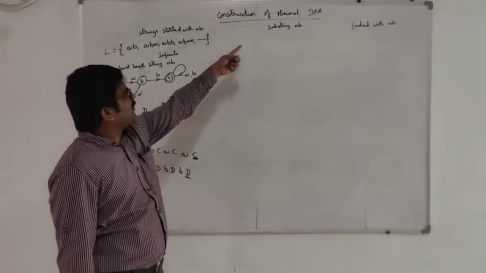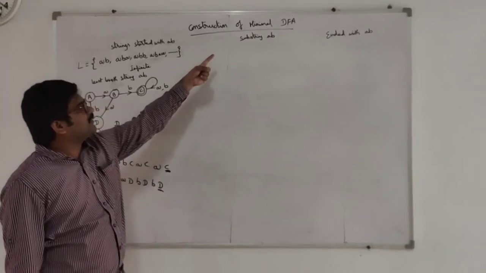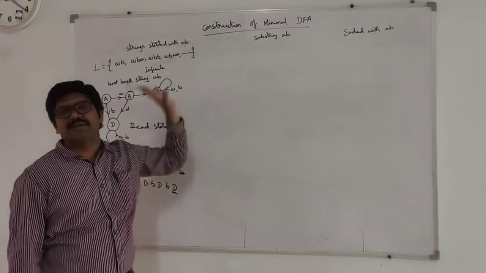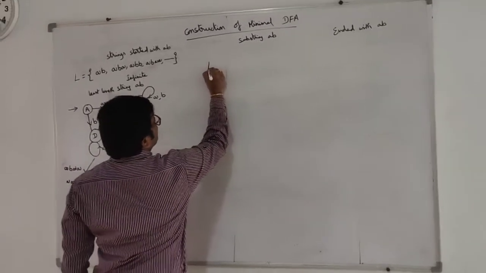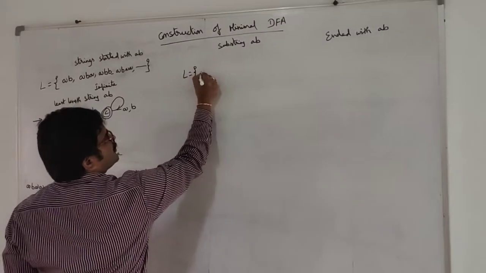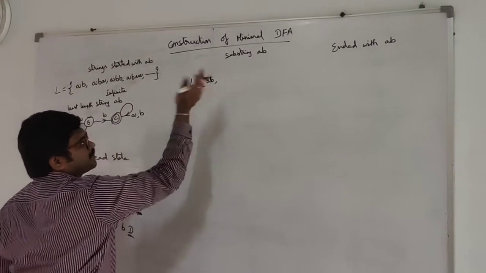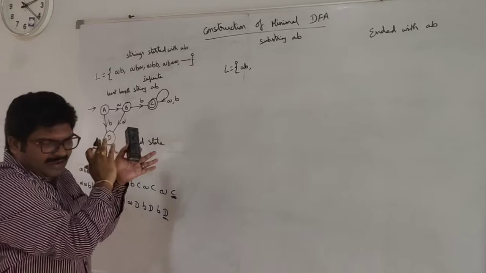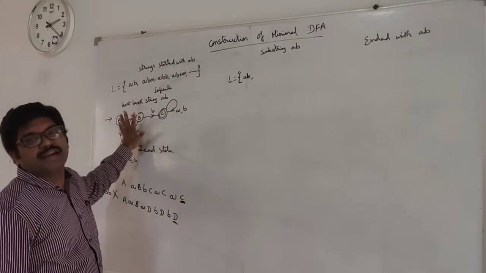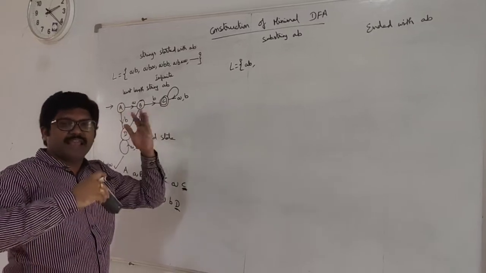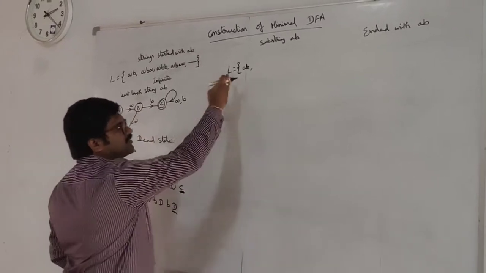Now it is the construction of the DFA where the string consists of a substring AB. Now let us write the language. L is equal to what? The language again has AB, because it is a substring. Substring means in my entire string AB must be there somewhere. Here it was in the beginning only, but now it is AB anywhere. That's the reason AB is there.